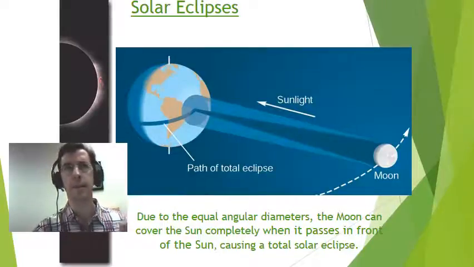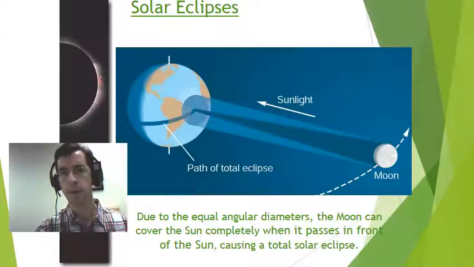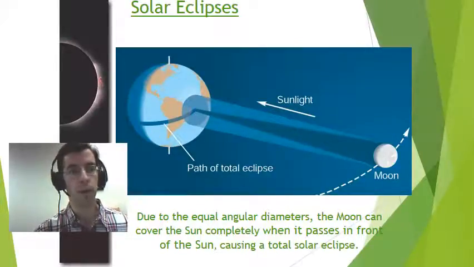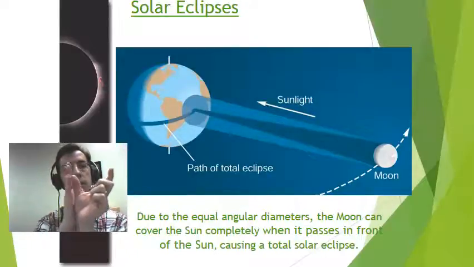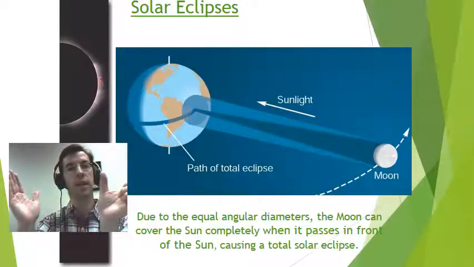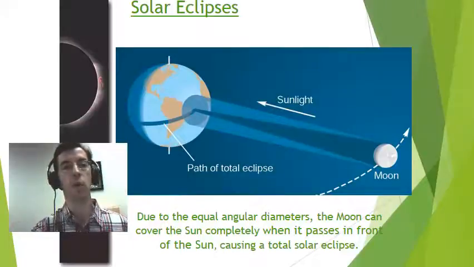So, let's think about this. How does the size of the Earth compare to the size of the moon? These are some numbers that I threw out in Module 1. The moon is about 2,000 miles in diameter. The Earth is about 8,000 miles in diameter. The moon is about 1/4 the size of the Earth.